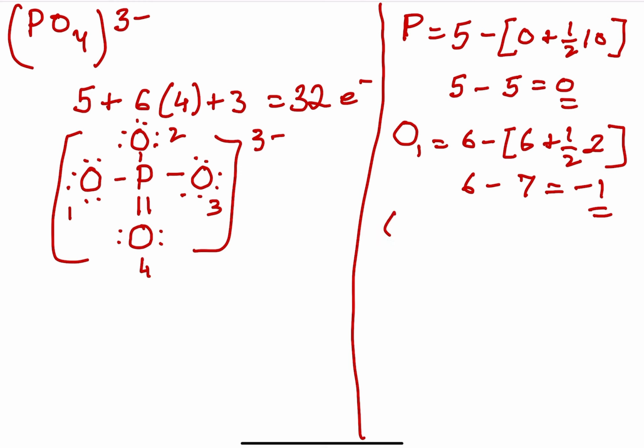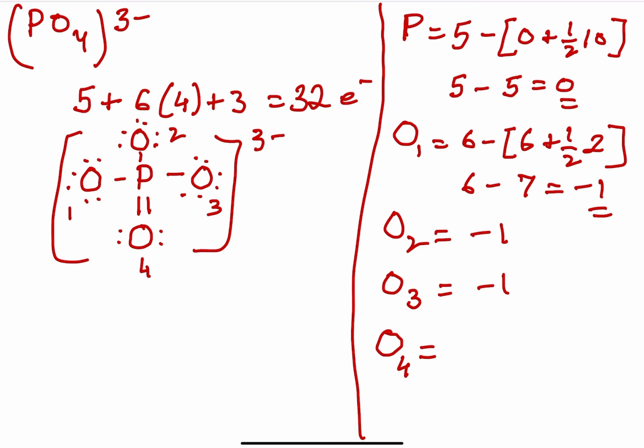So oxygen number 1 is minus 1. Oxygen 2 will also be minus 1 because it has a similar structure, and oxygen 3 will also be minus 1. So overall that's minus 3. Now let's see what the formal charge of oxygen 4 will be. Then we can say that the closest correct Lewis structure of phosphate is PO4 3 minus, the structure that I have drawn.